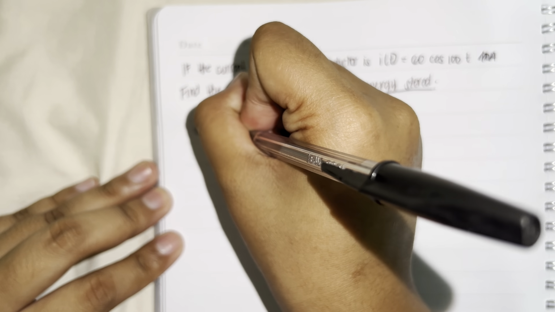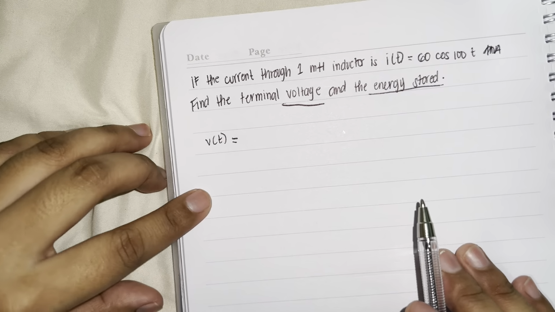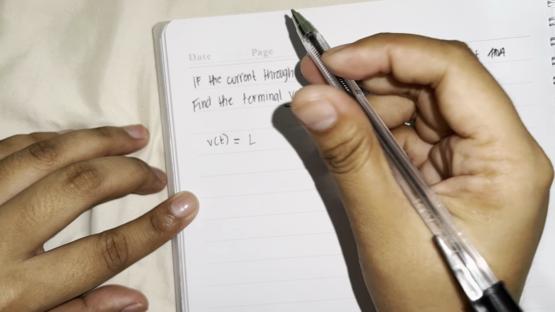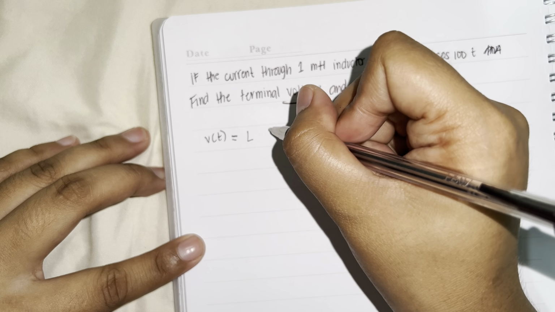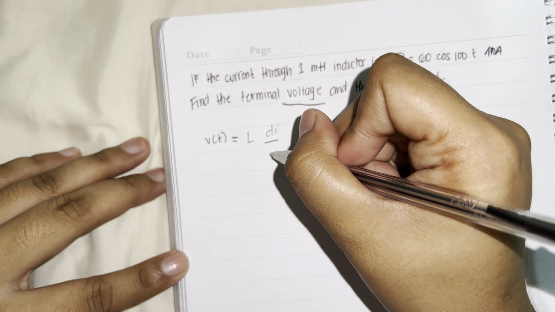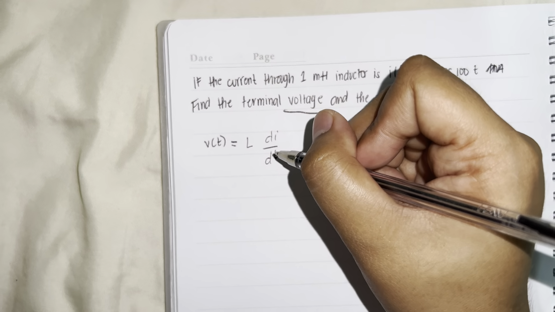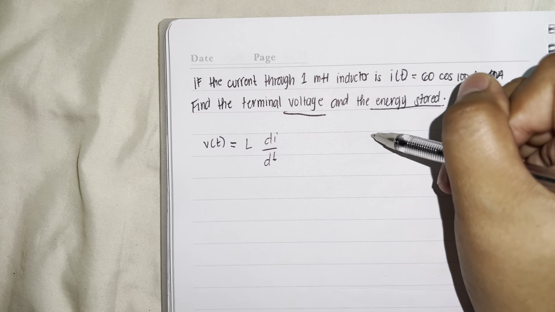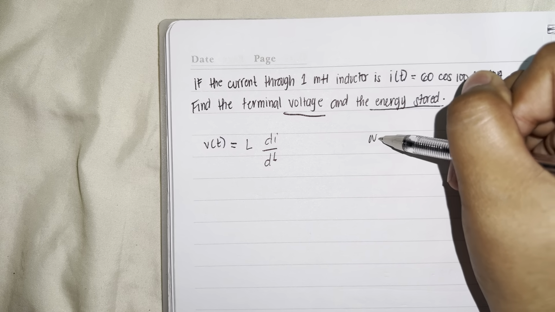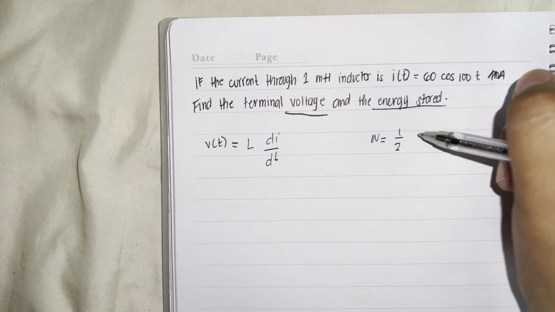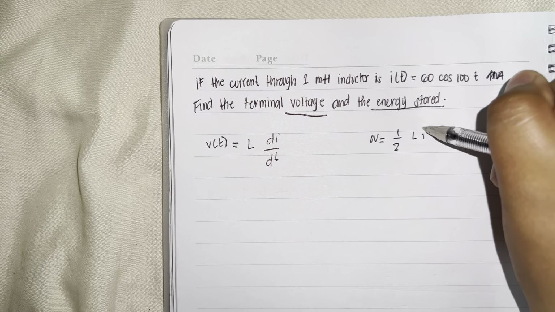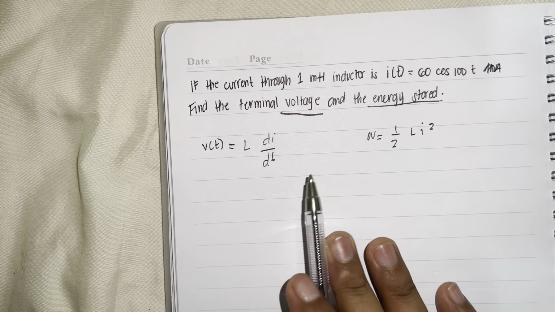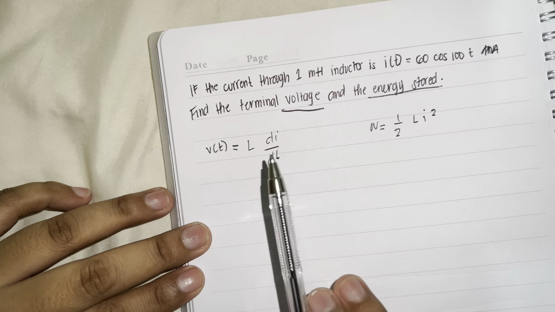v(t) is equal to L di over dt, and for the energy stored, we will be using the formula W is equal to 1/2 inductor times the current squared. So first, we're going to solve the voltage.